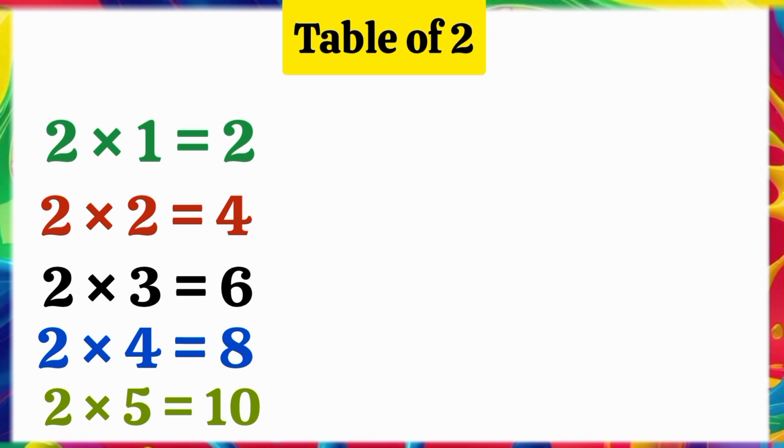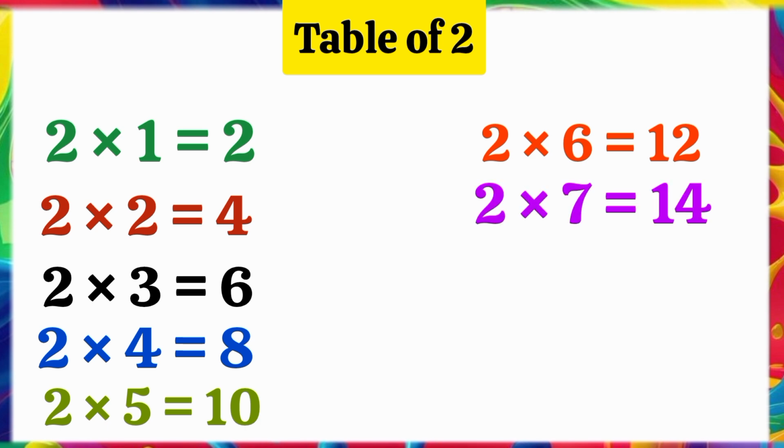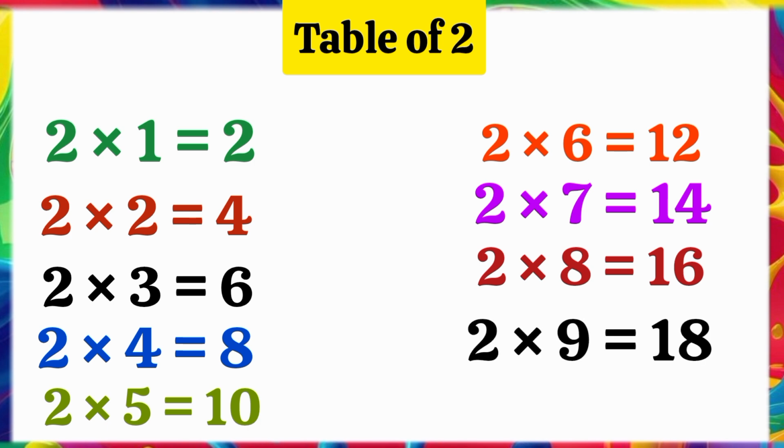2 fives are 10. 2 times 6 equals 12. 2 sixes are 12. 2 times 7 equals 14. 2 sevens are 14. 2 times 8 equals 16. 2 eights are 16. 2 times 9 equals 18. 2 nines are 18. 2 times 10 equals 20. 2 tens are 20. Wow, kids.